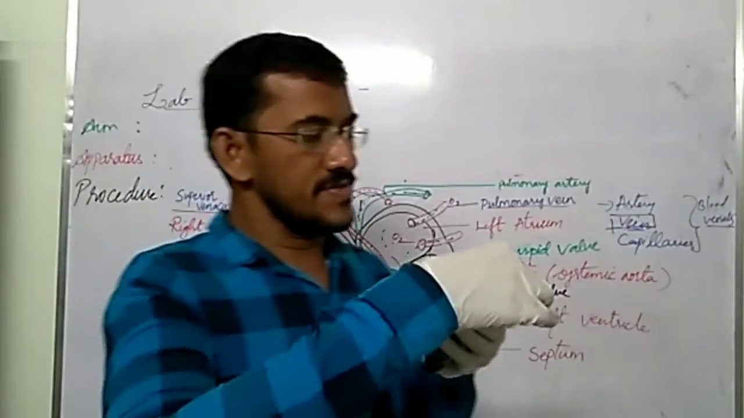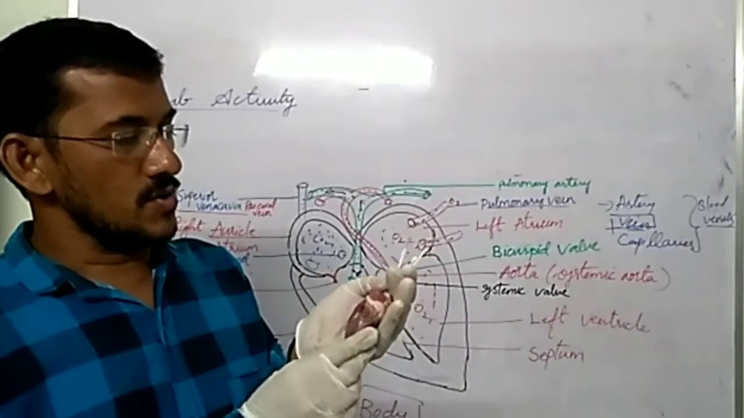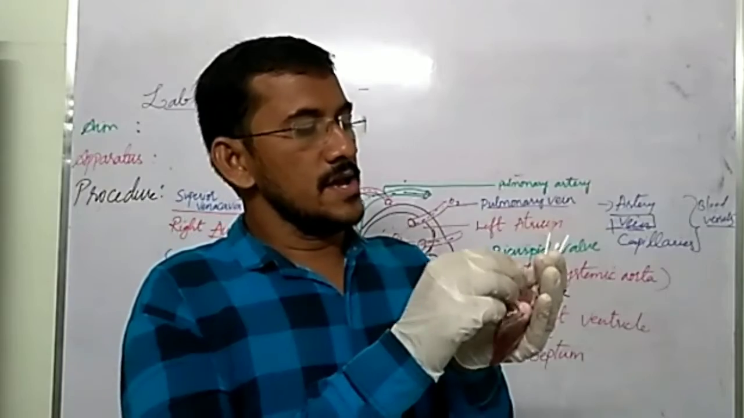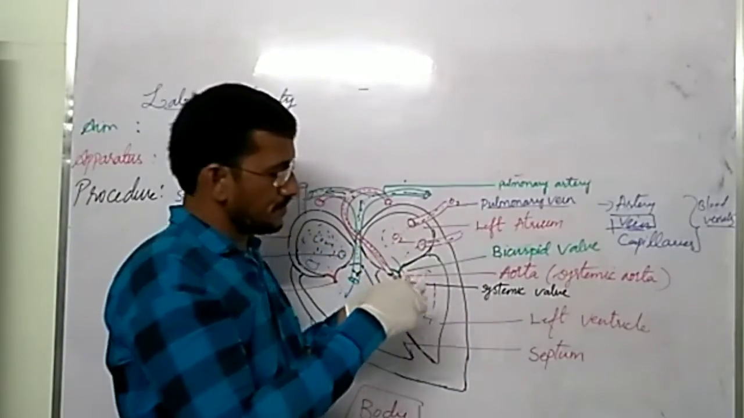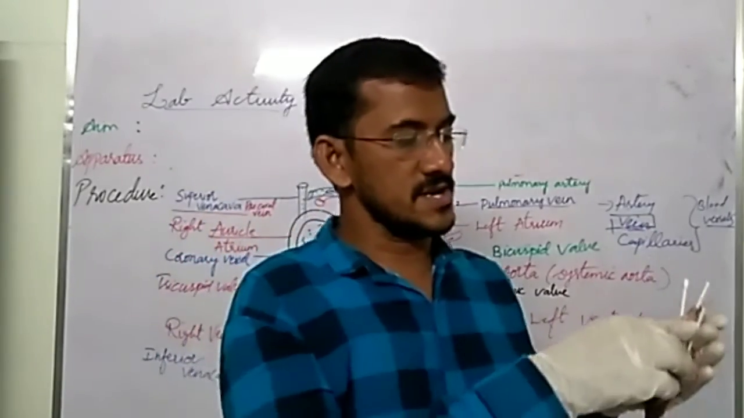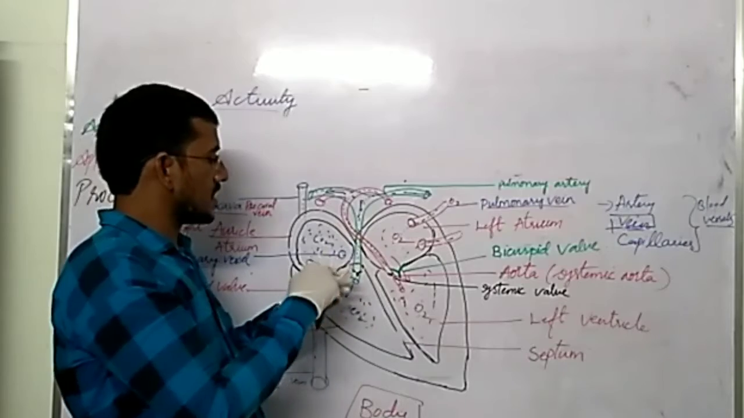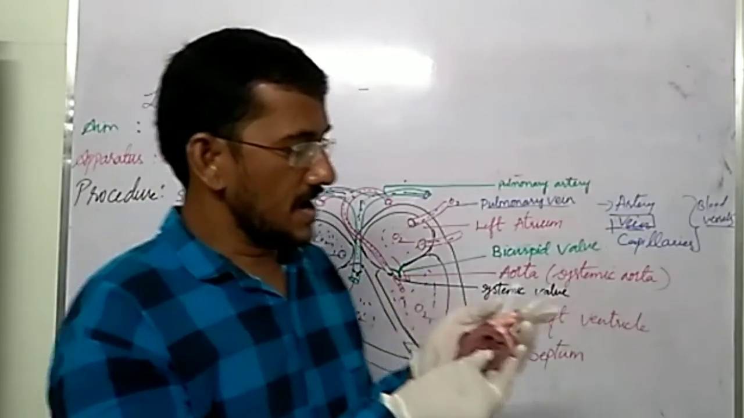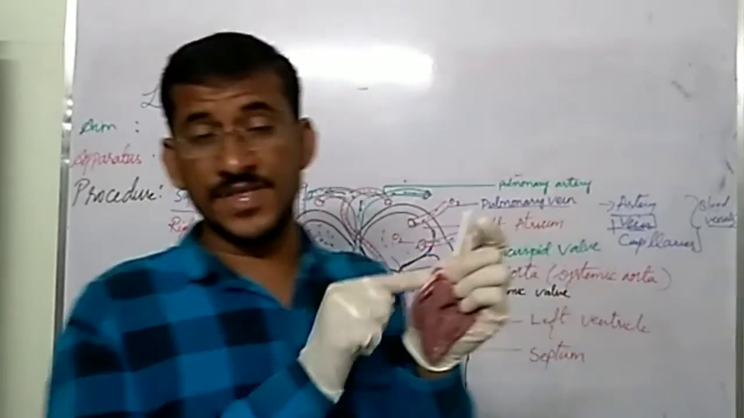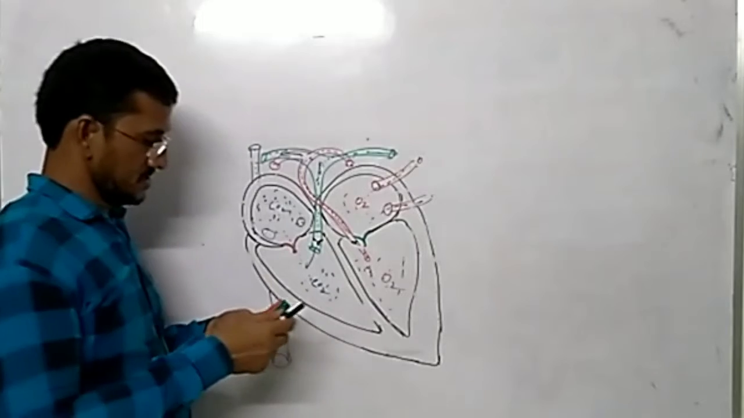And here this one is aorta. This is aorta, and here pulmonary veins are present. These are pulmonary veins. Here 2 pulmonary veins are present, and this is systemic aorta, and this is pulmonary artery, and here superior and inferior vena cavas are connected. Let us see the circulation.